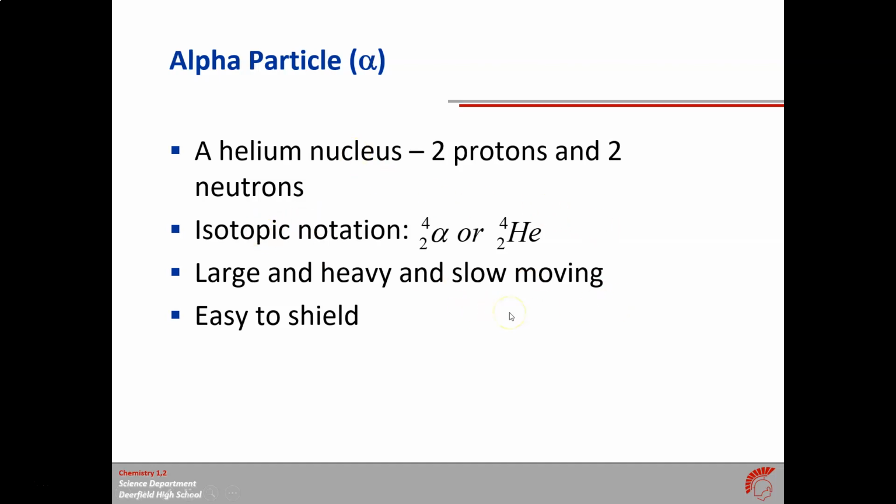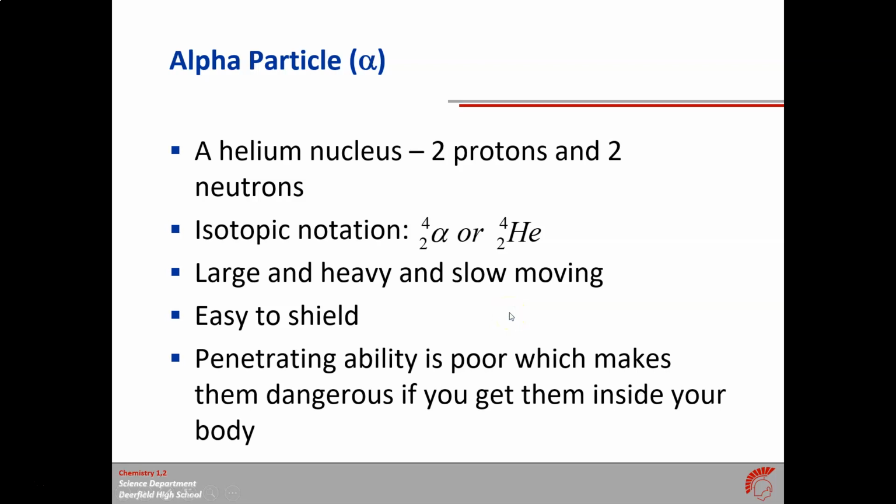Since the particle is so big and so slow, its penetrating ability is very poor. It can't penetrate the gloves you have on. It can't penetrate the goggles you have on. But if you were to get that alpha particle inside your body, that's very dangerous because now it can't get out. So the alpha particle kind of bounces around inside the cell, inside your bloodstream, inside your stomach, however you got it into your body, whether you ingested it or got it injected into you somehow.